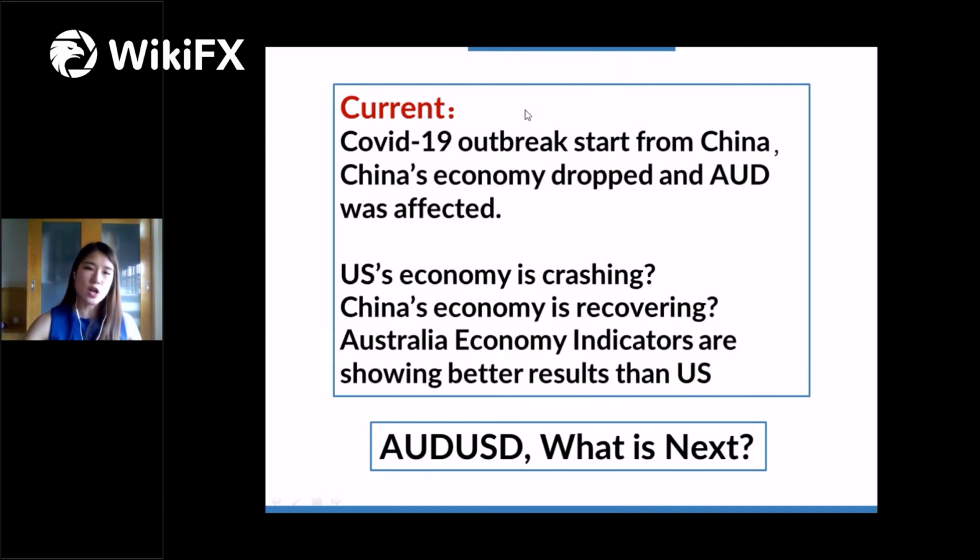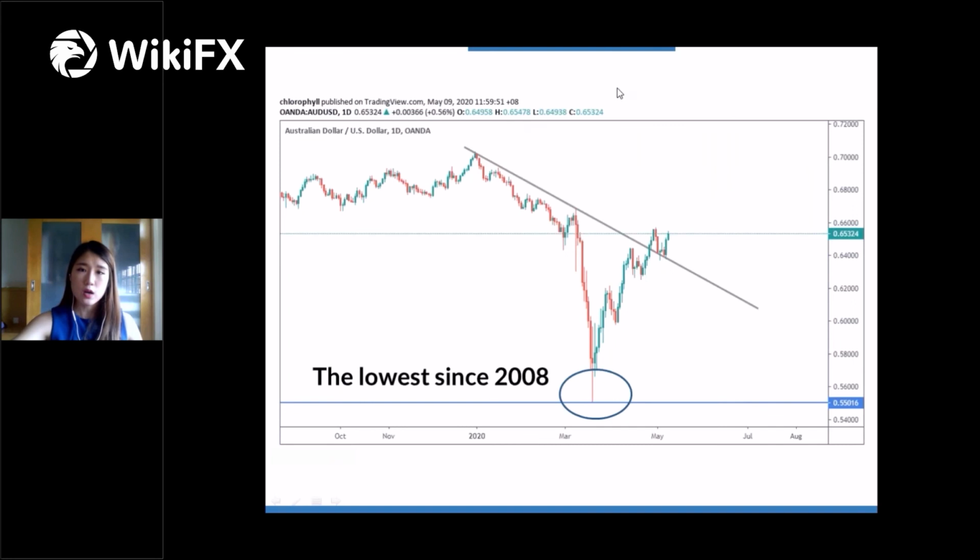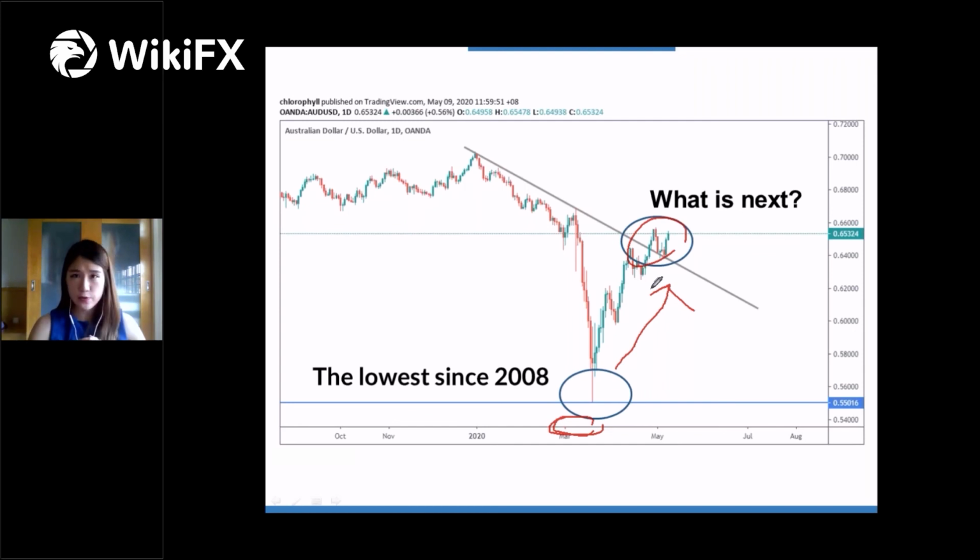What's next? When you look at the chart, the price hit its lowest in March because of the outbreak from China, and the Aussie was really affected at that time. It reached the lowest since 2008. But now you see that the price is recovering and it tends to break here. We have to really look at the economic indicators released in these few weeks, and we can forecast the direction of the Aussie dollar just by looking at fundamental analysis. Then we have the direction bias already. We know that for the Aussie dollar maybe we just look to buy. So this is what I do for fundamental analysis. For myself, I use it as a direction bias, and then I will look at technical analysis as well.